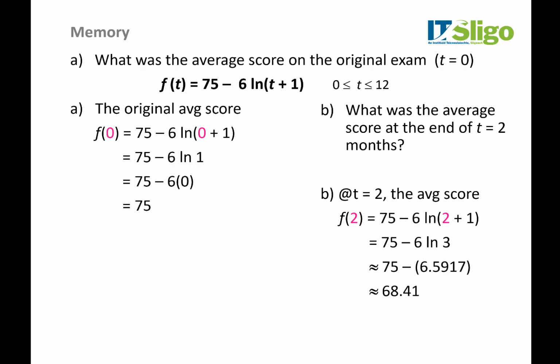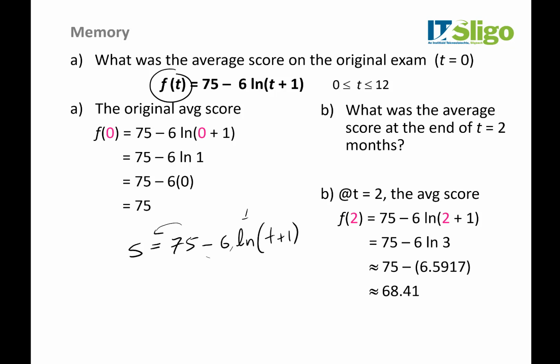And obviously, people's memory is going to fade over time. The question on your journal is going to ask how long it would take for the average score to drop to, say, 60 or 55. So we need to manipulate the function. Now, instead of f(t), you could just write S for score. Then start manipulating. Move over the 75, move over the -6, get rid of the log, get rid of the +1, and then you will have isolated t.